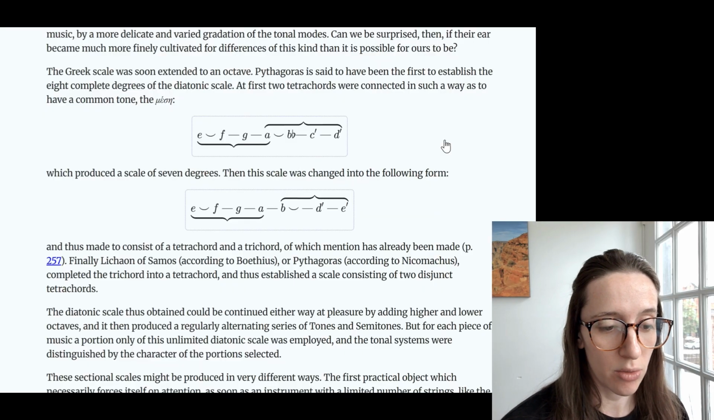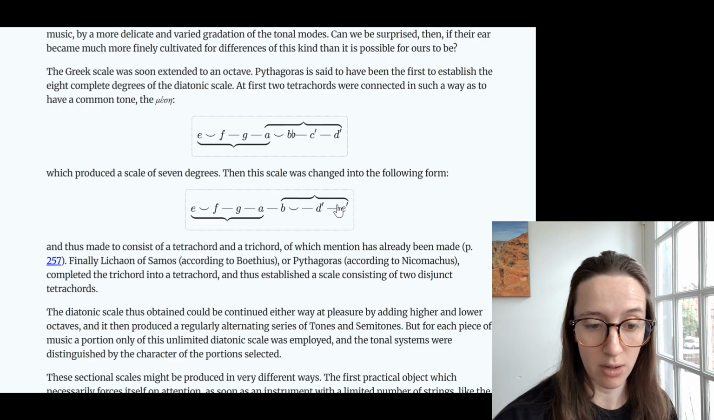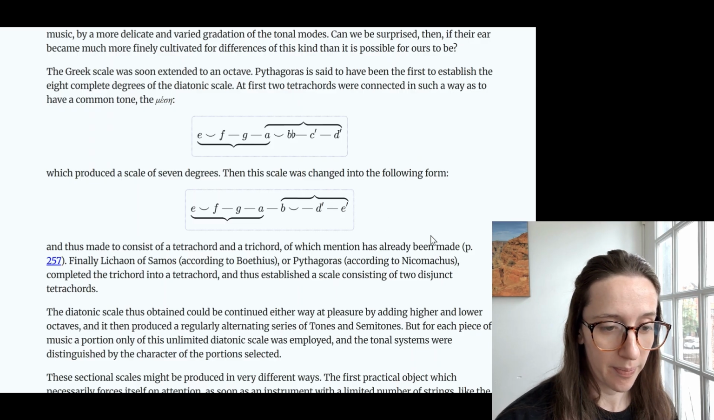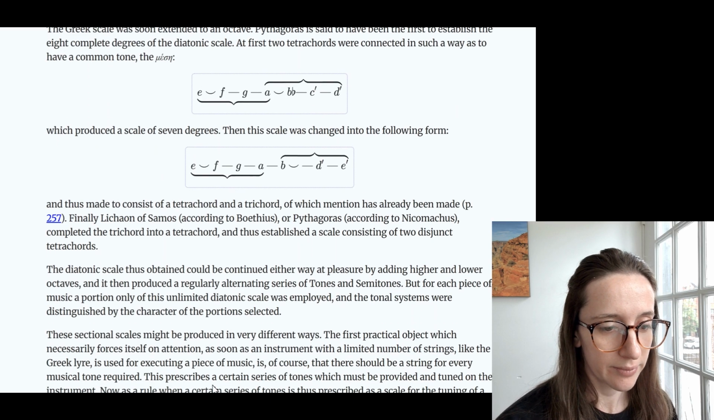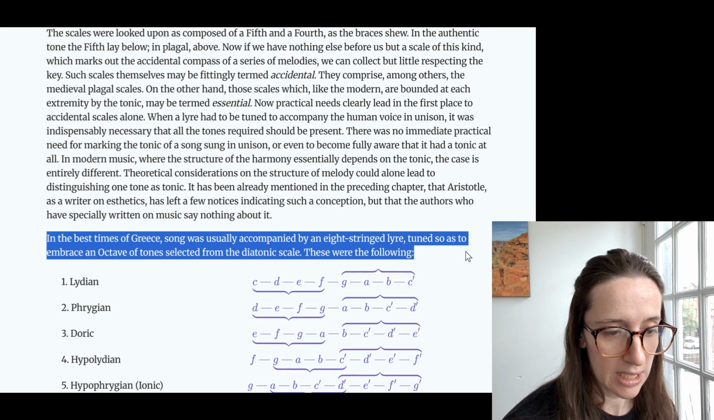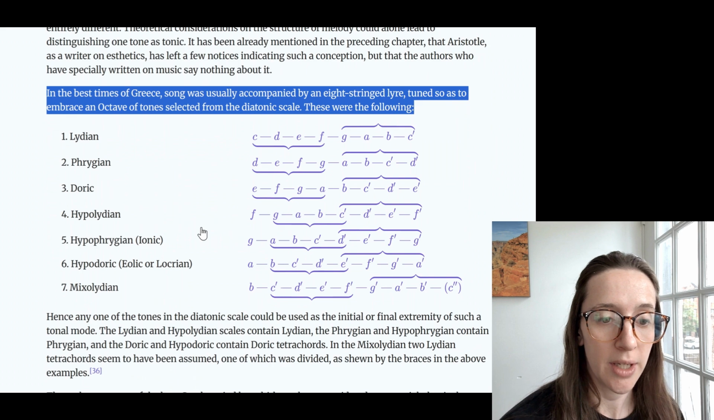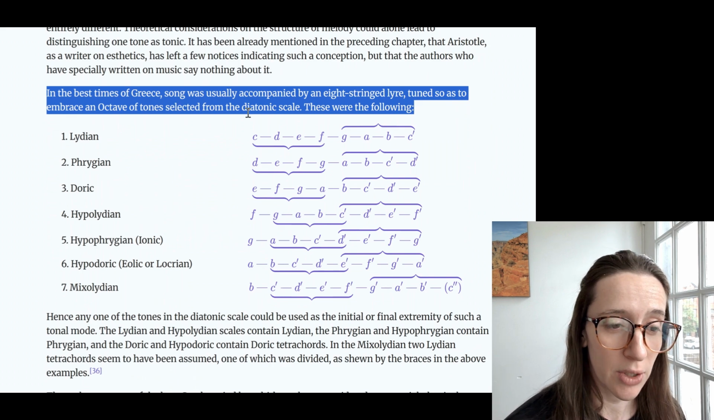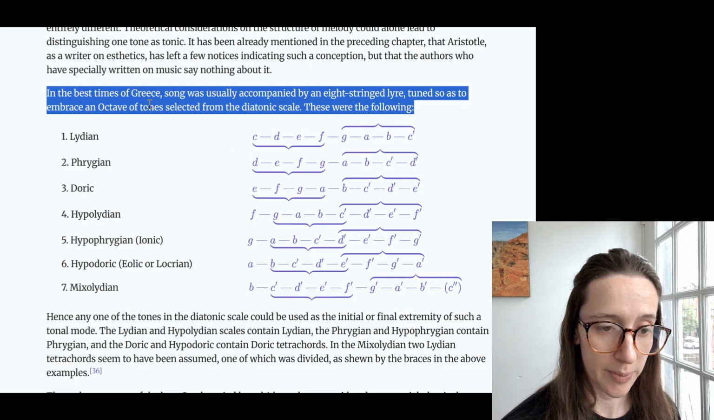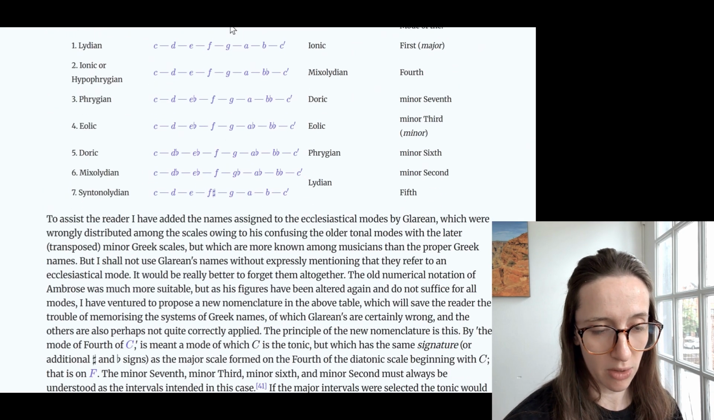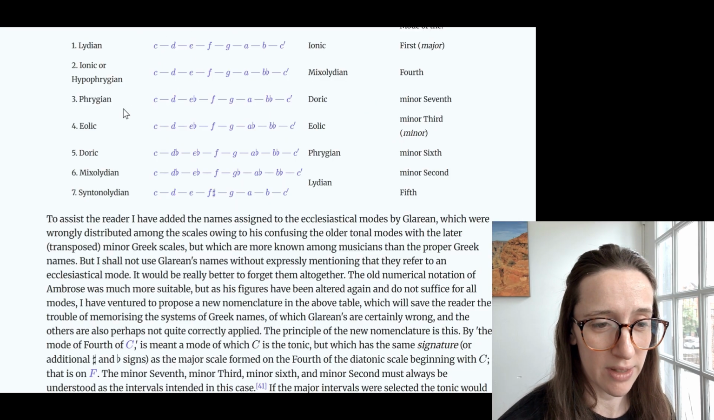We already heard the Greek scale of 7 degrees consisting of a tetrachord and a trichord with our kithara. In the best times of Greece, song was usually accompanied by an 8-string lyre, tuned so as to embrace an octave of tones selected from the diatonic scale. These were the following. Now below, he has transposed these all to begin with a C so that we can hear more of the difference.